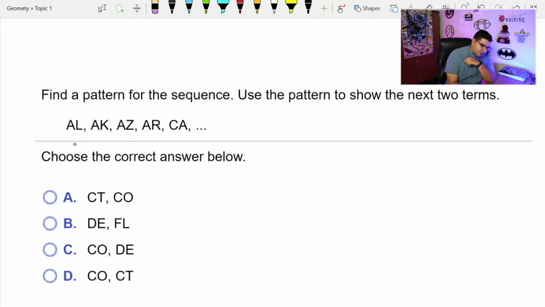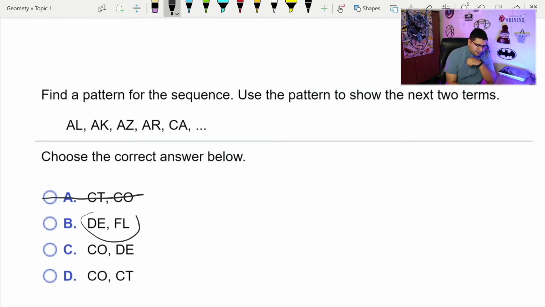And here we have the abbreviations to the states of the United States. And we can see that they're going in alphabetical order. So we would need to choose the next two states that would come up in alphabetical order. These are not in alphabetical order, so that would not be the answer.